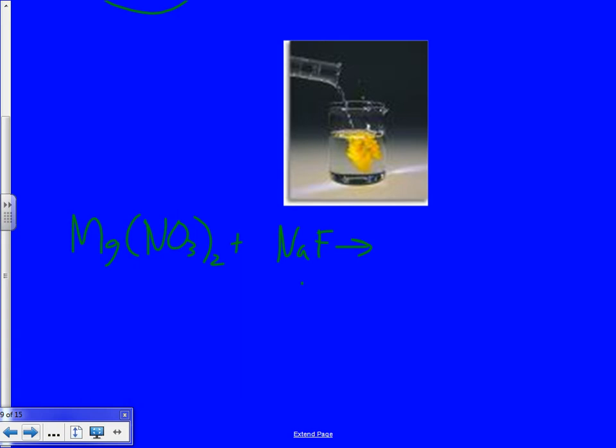Okay, so I've got magnesium nitrate reacting with sodium fluoride. It's a double replacement reaction because these are both ionic compounds. All I want to do to predict my new compounds is switch the metals. That means magnesium ends up with fluorine. So I'm just going to write MgF for now, and sodium ends up with nitrate.